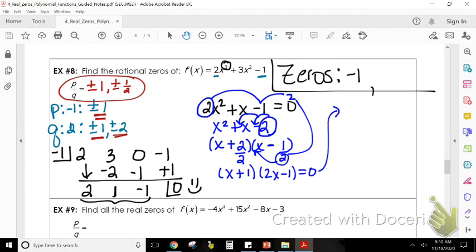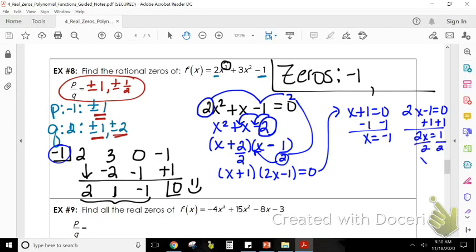I'm going to come over here and I'm going to set them individually equal to 0. So x plus 1 equals 0 and 2x minus 1 equals 0. So I move the 1 and I find x equals -1 is a 0. Well, we already had a -1, didn't we? All right, we'll talk about that in a minute. Then the other one, we're going to move the 1 over. So 2x equals 1 and divide by the 2. And so we got x equals a positive 1/2.